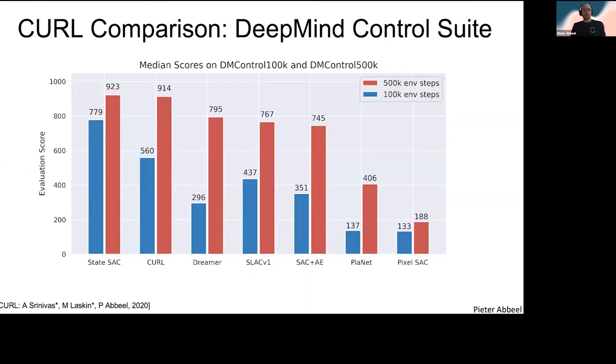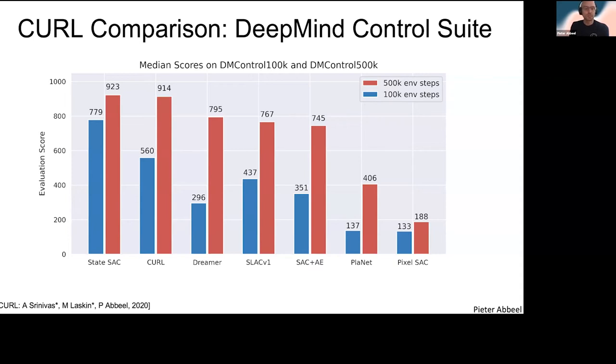Here we do a more extensive comparison. We take medians over all environments, and in blue is after 100,000 steps, in red after 500,000 environment steps, and we look at performance. The first one is state-based Soft Actor-Critic, so full access to state. The approach we're presenting here, CURL, is almost as good.